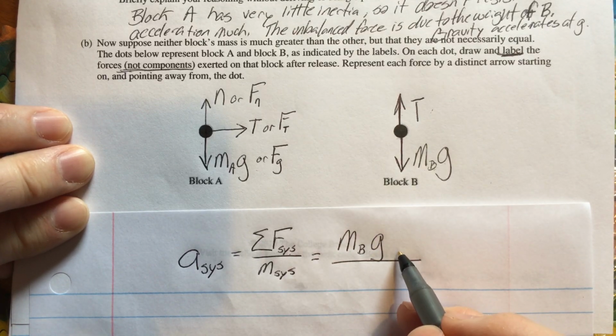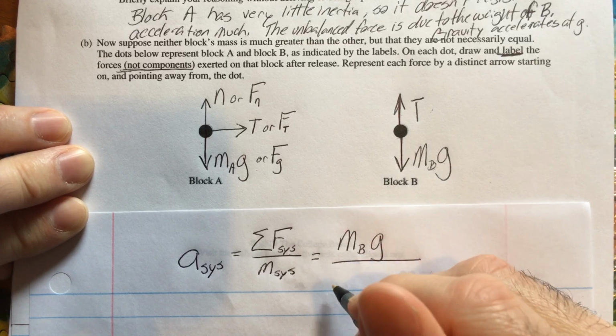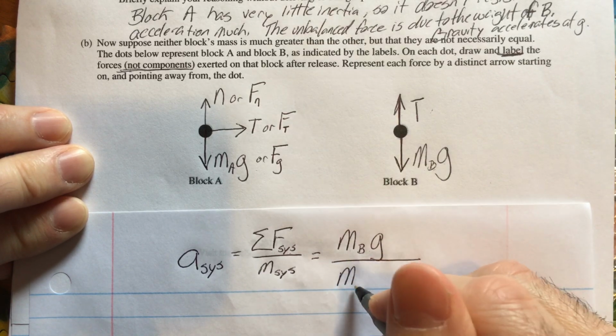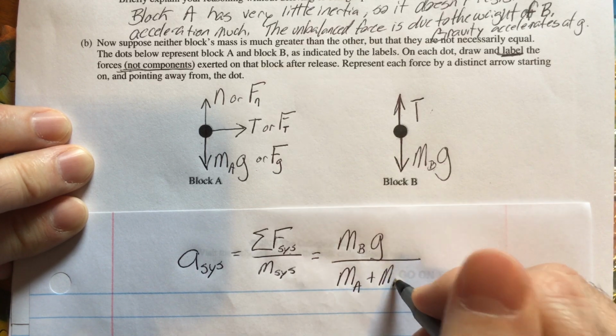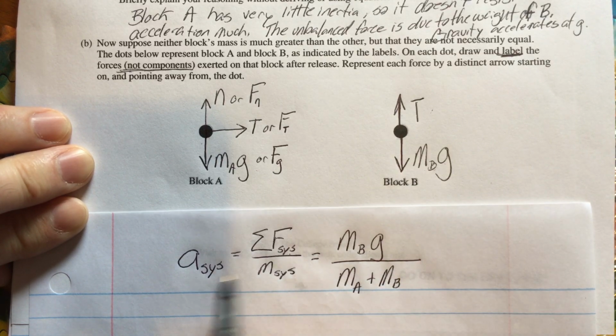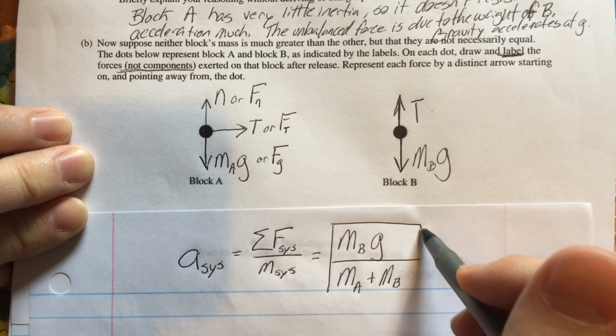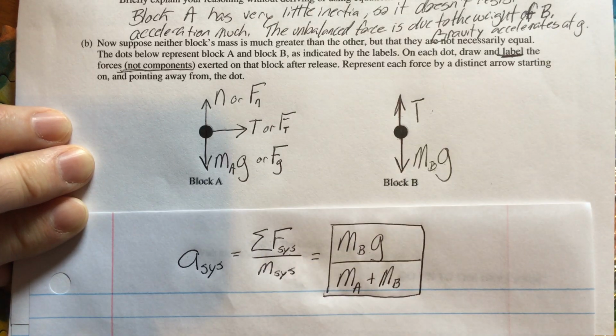But that force of weight on block B is acting to accelerate both masses, both mass A and mass B. That's the mass of the entire system. That is my acceleration.